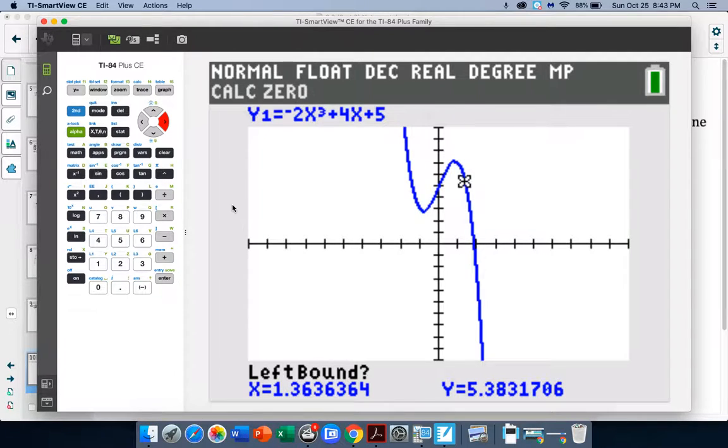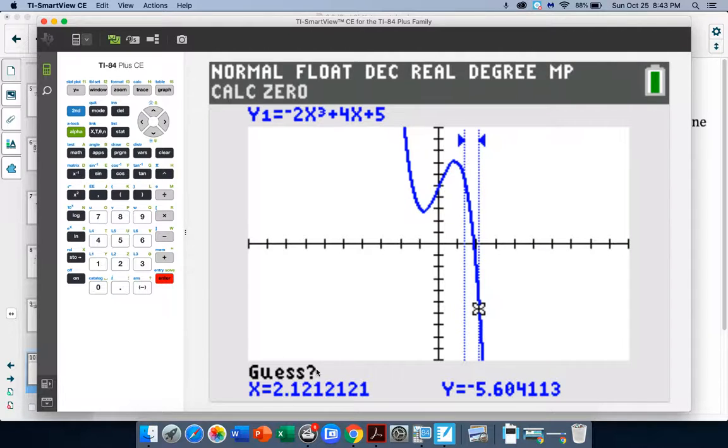So I just want to make sure I'm somewhere to the left. And then it's going to ask me to choose a point somewhere to the right. So there's a point to the right. It's going to ask me for a guess then. I can move the cursor close to it. The guess doesn't really matter. And then it's going to tell me where that 0 is. Okay, so estimating that 0 to 2 decimal places, we would say it occurs at x equals 1.83.